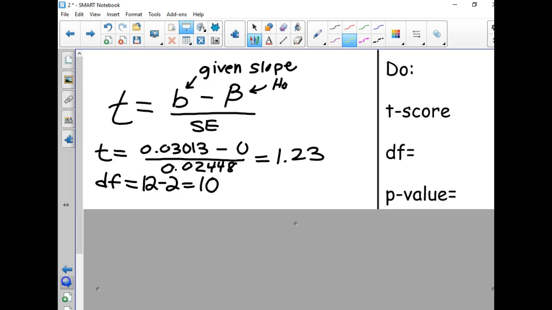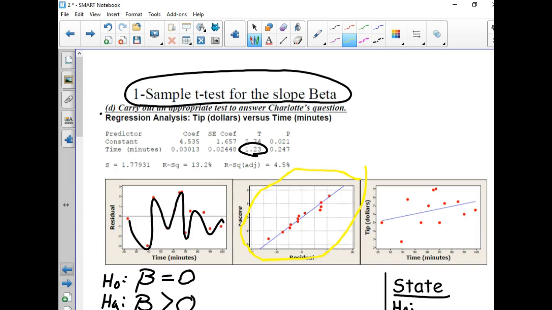And then finally, our p-value. Now, there's an important thing with the p-value that you have to know. The computer output does give you the p-value. I won't make you go to the chart and find it. Here's the p-value right here, 0.247. But the key is here, this p-value is always for an alternative hypothesis where it's a not equal, a two-tailed test. So what do we have to do with that p-value since we have a one-tailed test? We have to cut it in two.